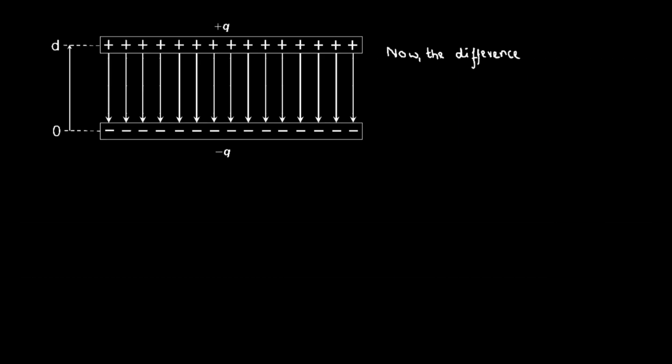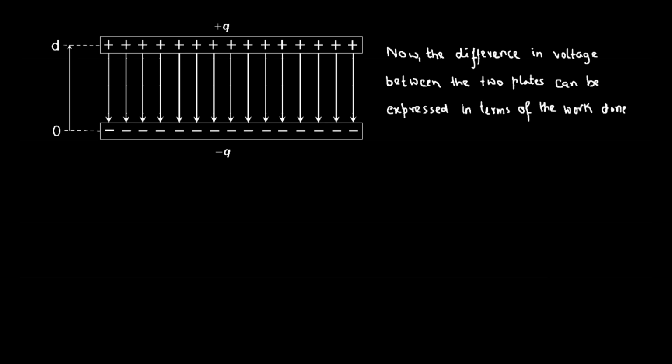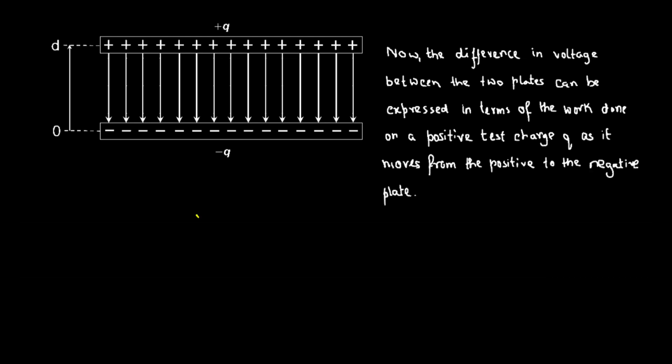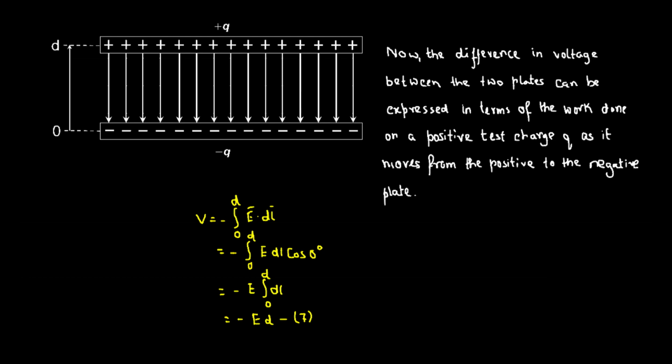Now, the difference in voltage between the two plates can be expressed in terms of the work done on a positive test charge Q as it moves from the positive to the negative plate. V equals negative the integral from 0 to d of E vector dot dl vector, which equals negative integral 0 to d of E dl cosine of 0 degrees, which equals negative E times integral 0 to d of dl, and that finally gives us negative E times d, equation number 7.